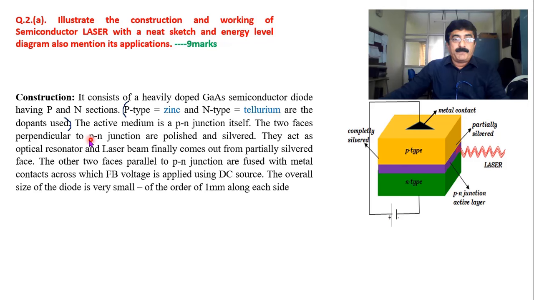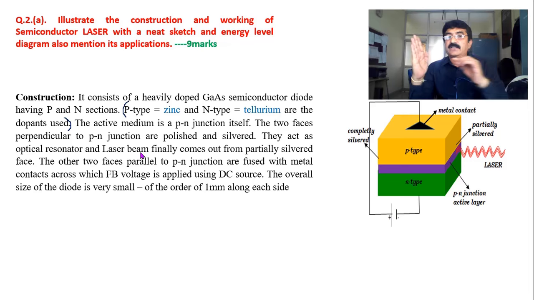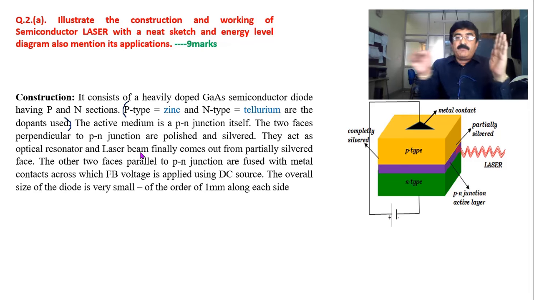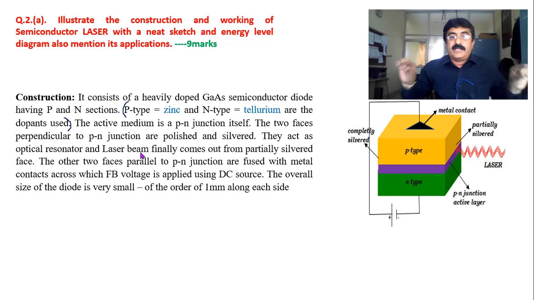Two faces perpendicular to PN junction are polished and silvered. They act as optical resonator. That is, the photon goes forward, hits the mirror, returns back. Hits the mirror, returns back. So the region where photons are traveling to and fro, that region we call as optical resonator. That is the meaning of this sentence. They act as optical resonator.